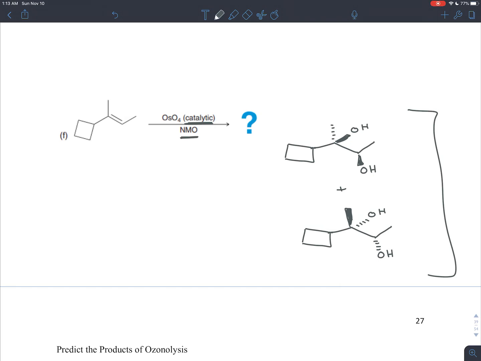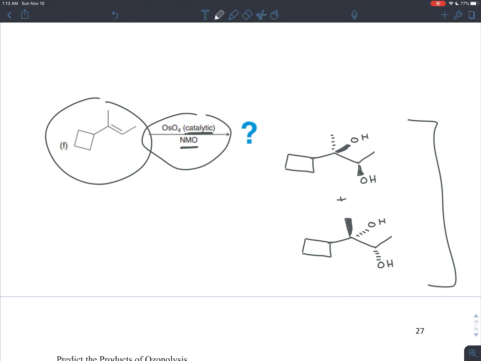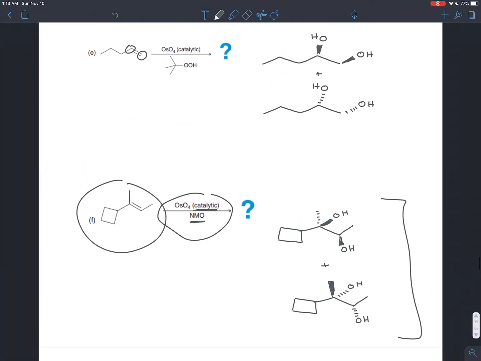If you did syn dihydroxylation with a catalytic amount of osmium tetroxide on this alkene, you would end up with a 50-50 mixture of these two products. So hopefully that gives you a sense of how you can think through synthesis problems of syn dihydroxylation.